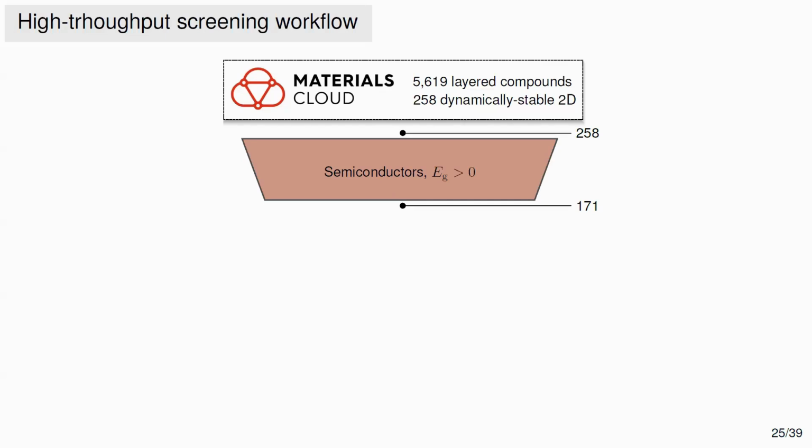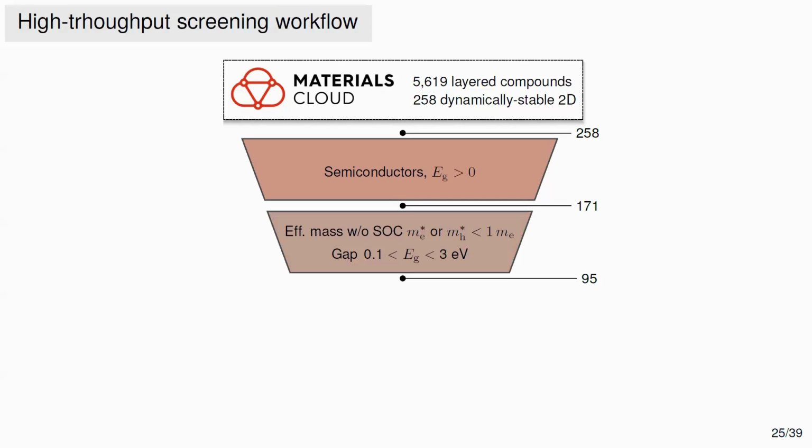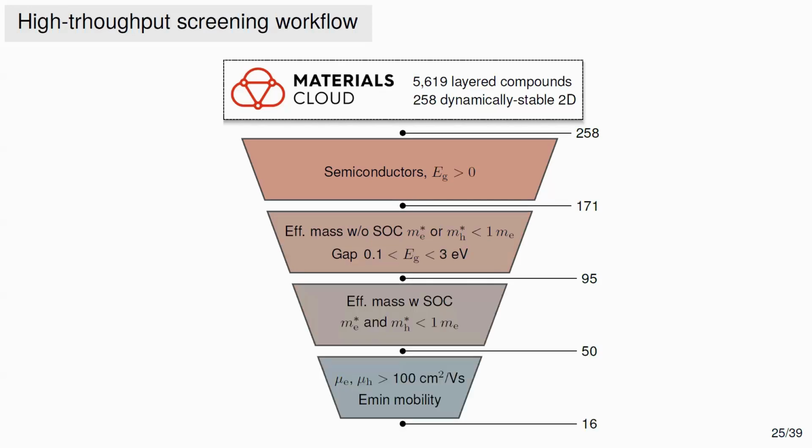Then you calculate the carrier effective masses. If the effective mass of the electron is very heavy, it's not going to be a good semiconductor. And then you keep going like that until you find a bunch of materials that you think are the most promising, for which you can do very advanced calculations. So in our case, this was basically 16 compounds. For those, we did the best of the best that we could.